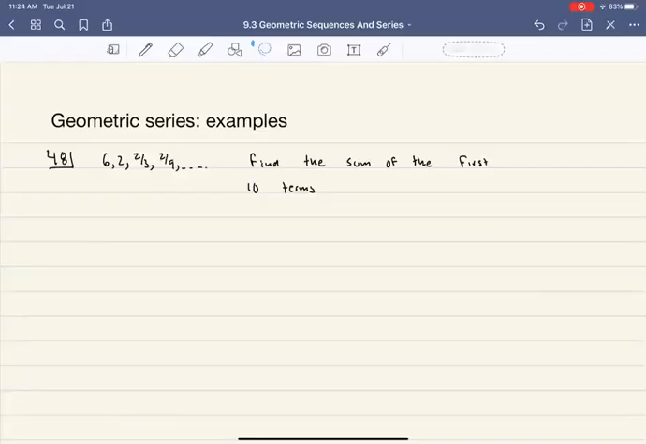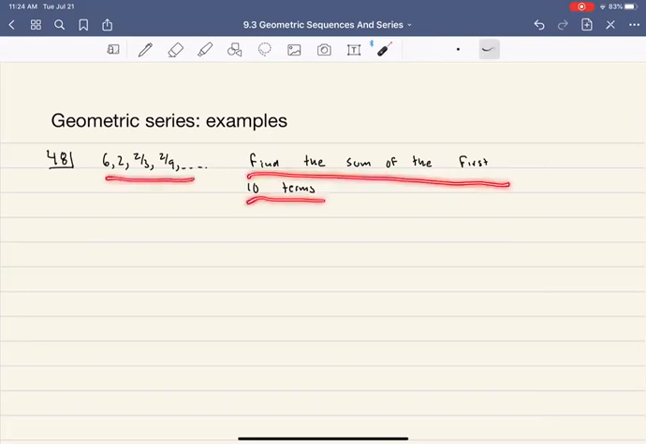Welcome back. We're going to go ahead and do an example of a geometric series. Now, this is going to be the sum. We're going to find the sum of the first 10 terms where this is our sequence. First thing we're going to do is find the general form of the sequence.